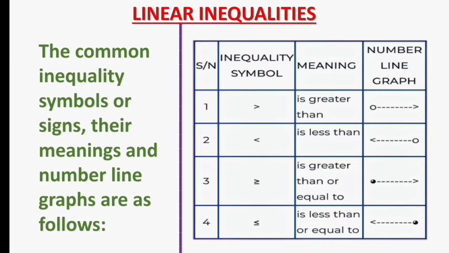The third inequality symbol means is greater than or equal to, and the number line graph is a shaded or colored ring with an arrow pointing to the right. While the fourth inequality symbol means is less than or equal to, and the number line graph is a shaded or colored ring with an arrow pointing to the left. Please take note of these four inequality symbols, their meanings and their number line graphs.